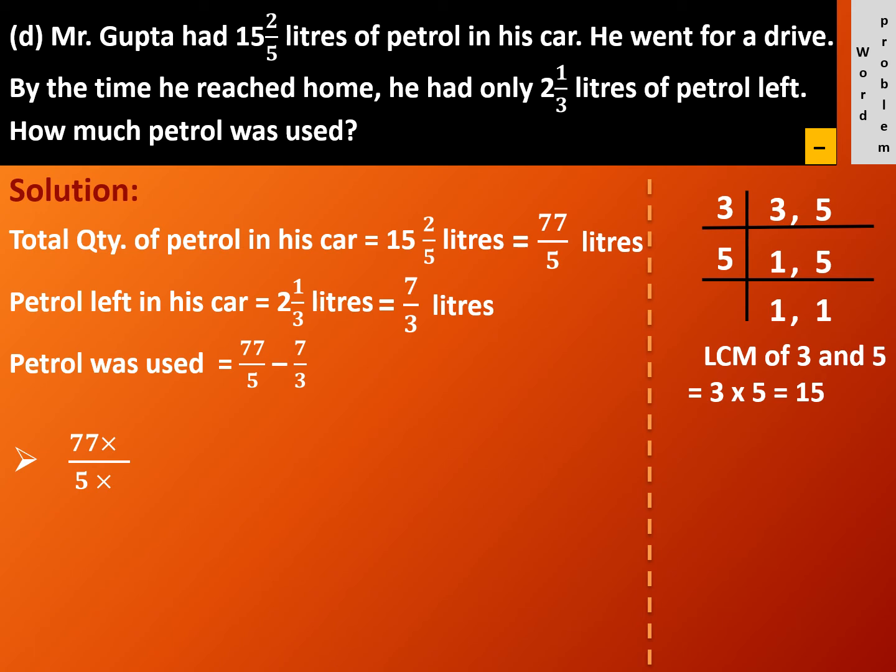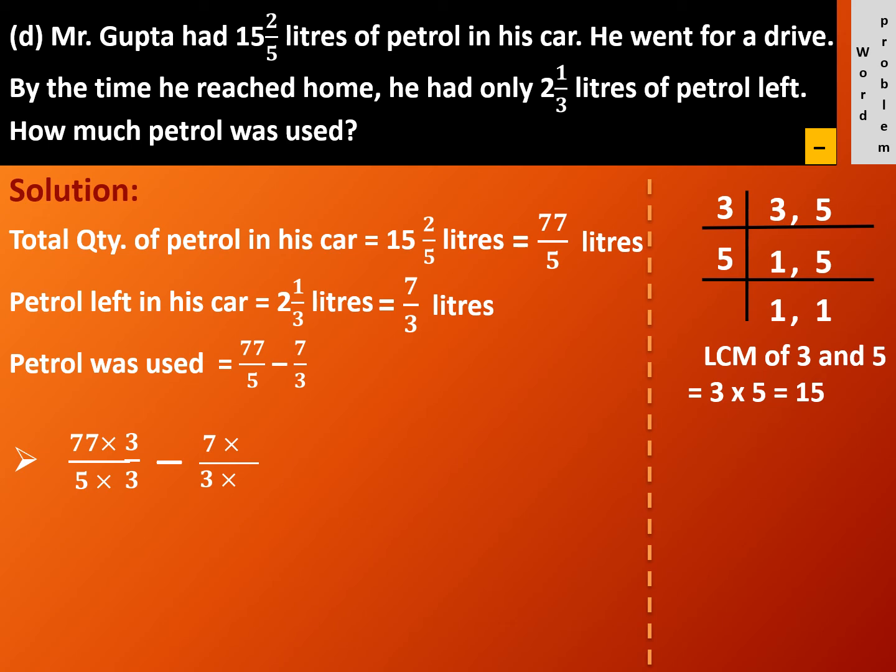So which digit will you multiply to bring 15 in the denominators? Yes, the answer is 3 because 5 3s are 15. So we multiply numerator and denominator by the same number 3. Then write the minus sign as it is. Our second fraction is 7/3.